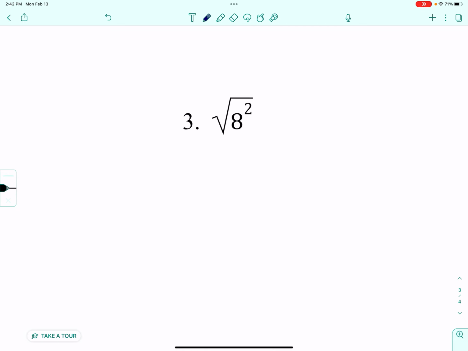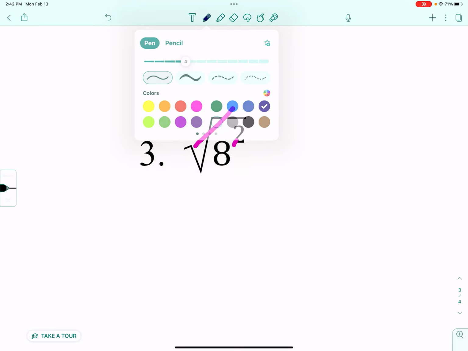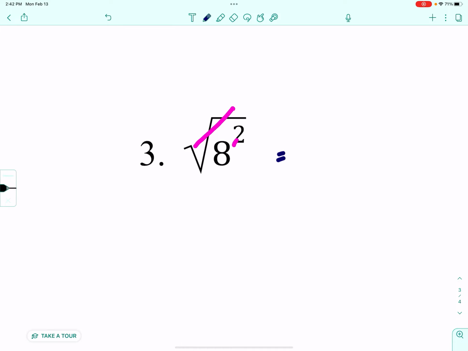Number 3 is a little bit different. The factoring is done for you. The idea here is for you still just to recognize that the radical and the squared are inverses of each other. They cancel each other out, and you are left with 8.